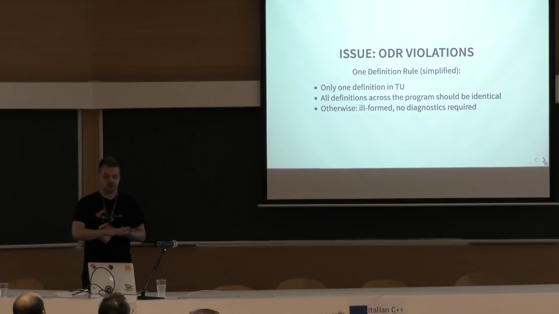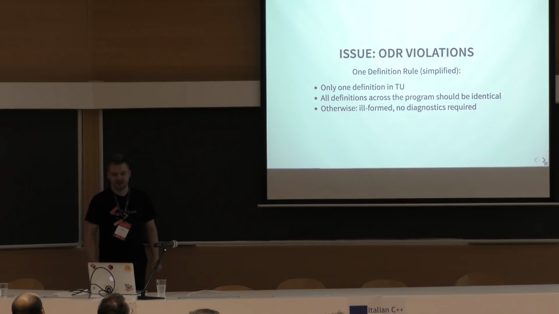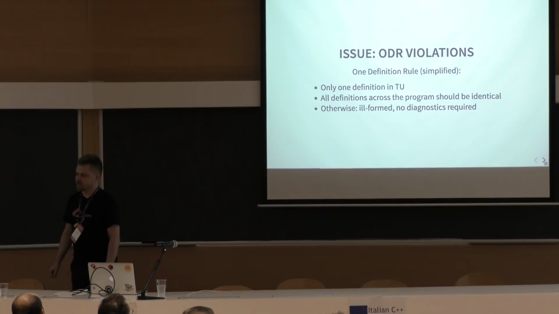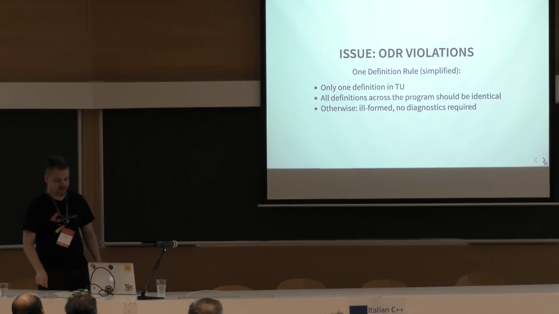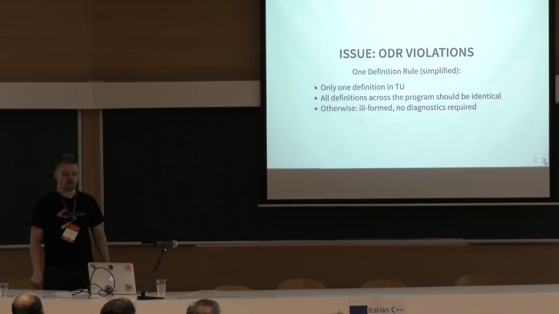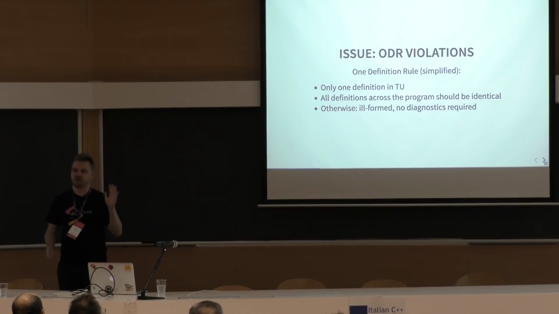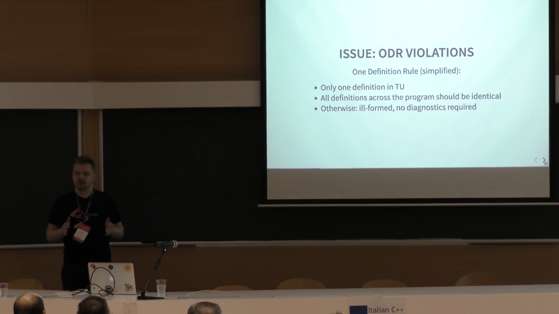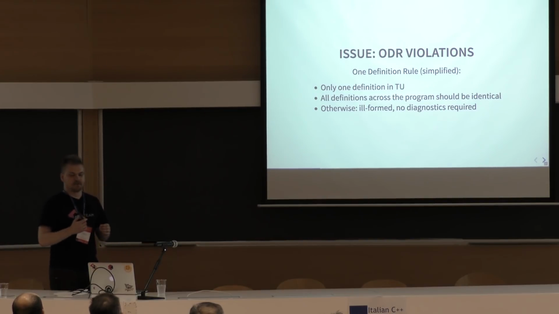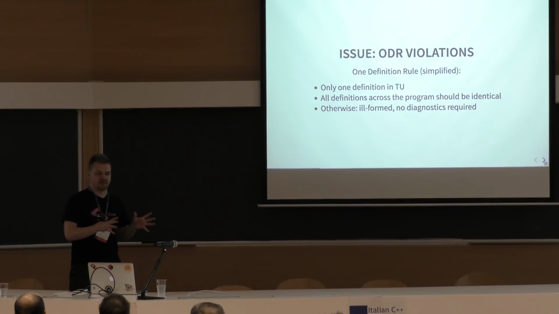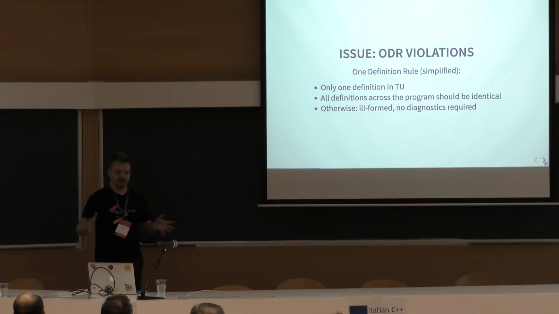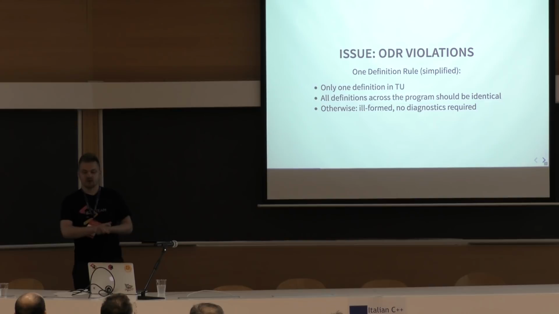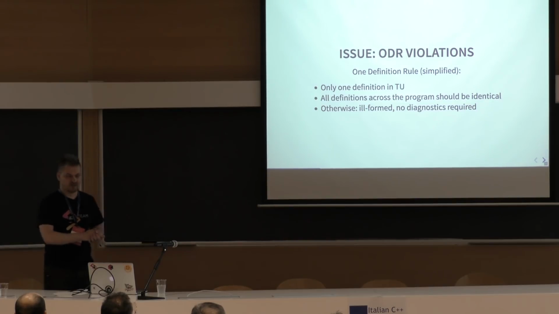Another thing is one definition rule violation. Basically, to put things simply, the one definition rule is that you may have only one definition in a translation unit for an entity, a function or a class. It's easy. But what's not easy is that if you have multiple definitions of the same entity in your program, in the compiled together program, they all should be the same. Basically, they all should be the same token stream.